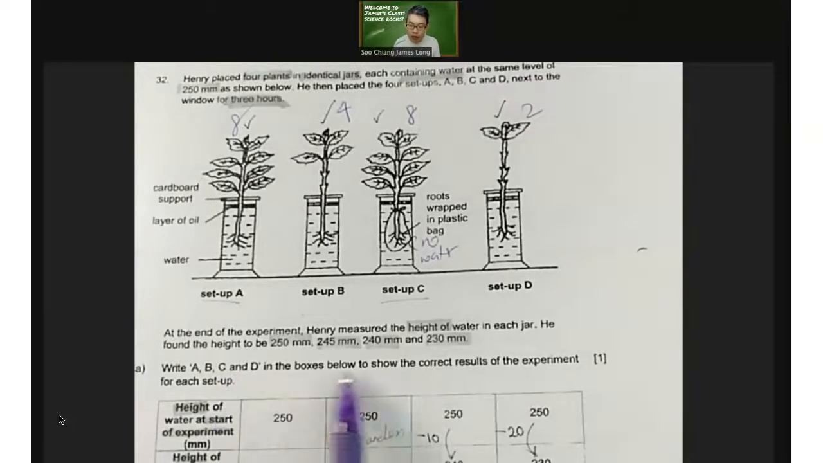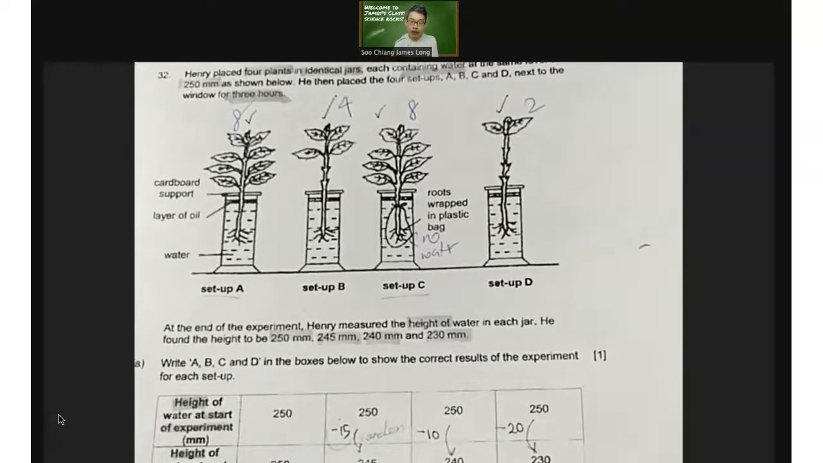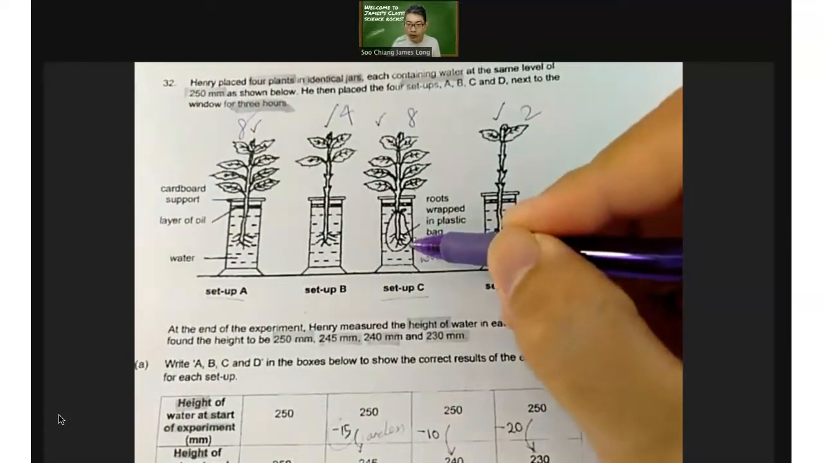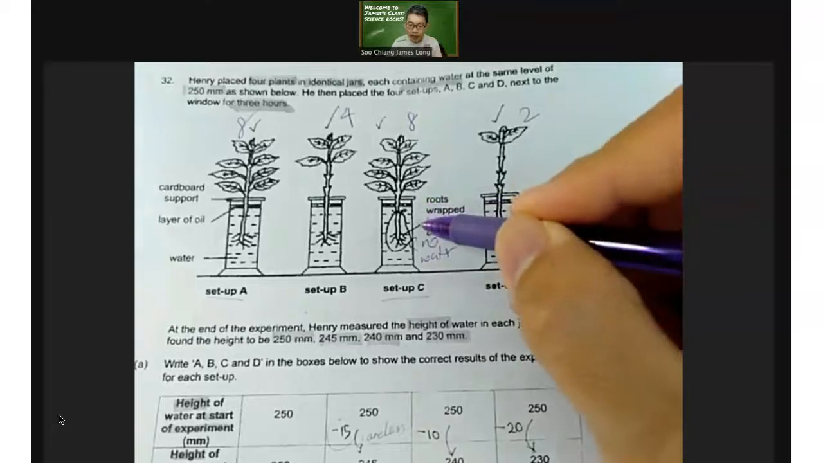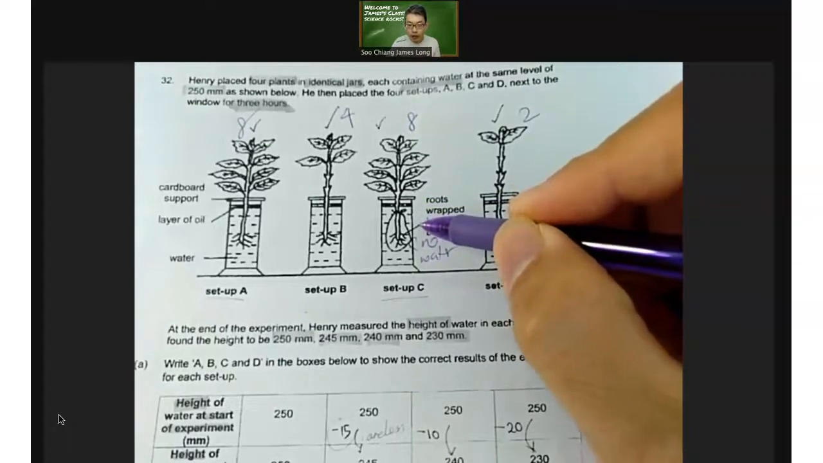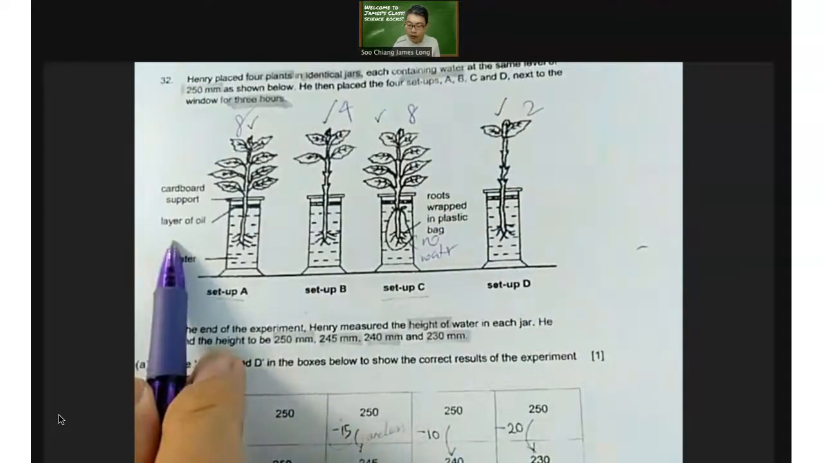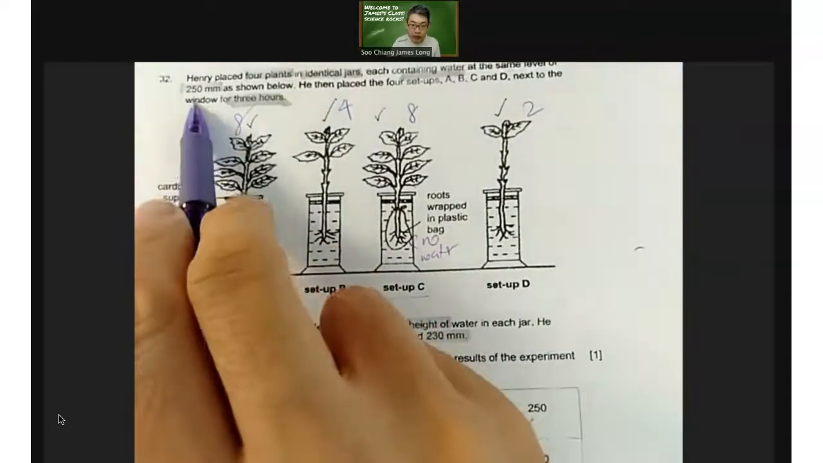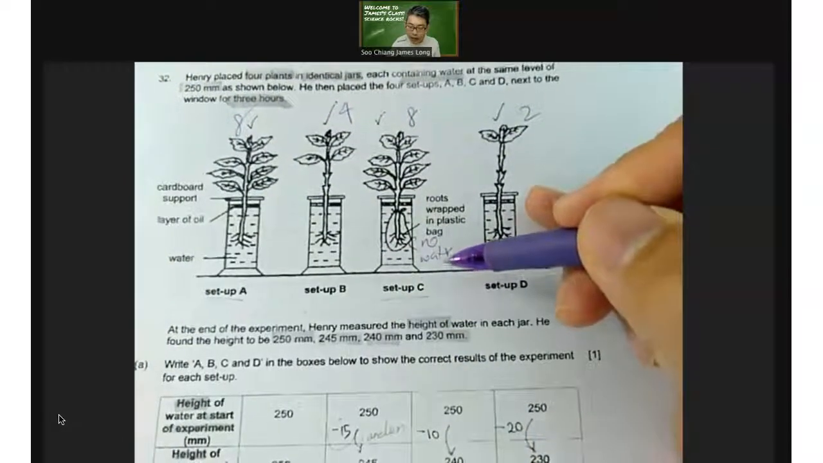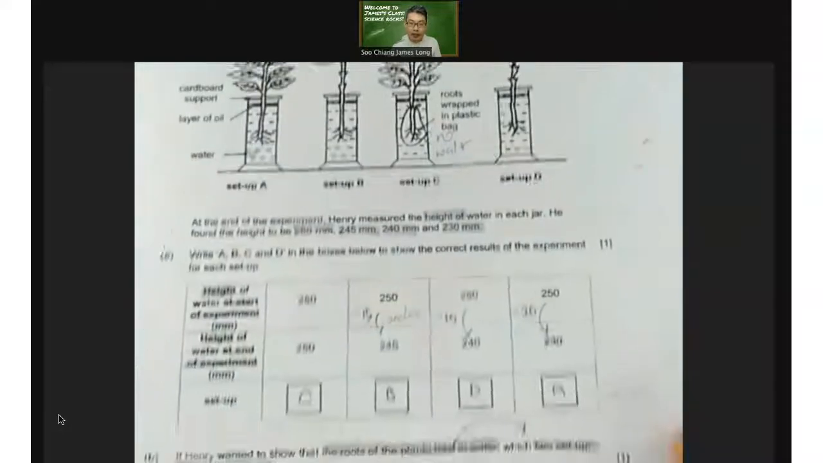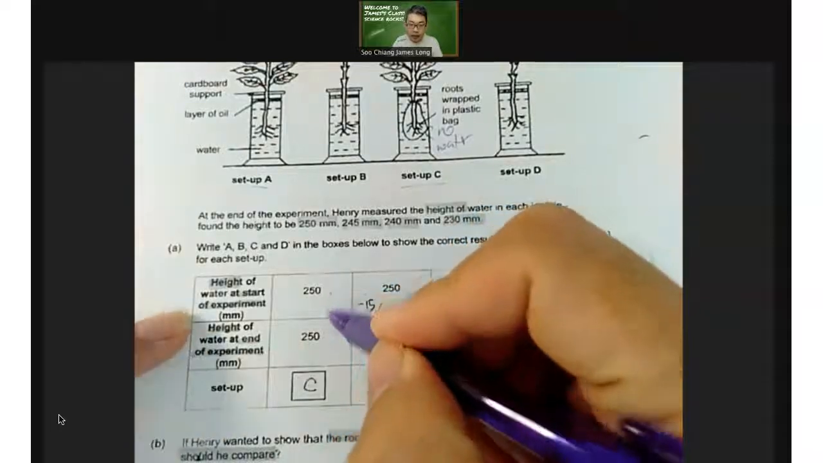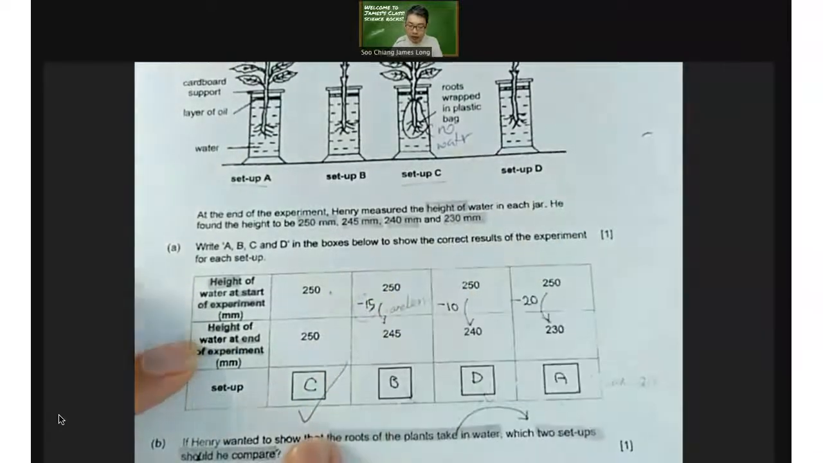But which one is which? Let's take a look at photosynthesis. We know that photosynthesis requires the use of water. So which one requires the use of water? This one, no water being absorbed. So the amount of water left in C will be the same. There's no evaporation also because there's oil preventing evaporation. So at the start is 250, and at the end for jar C it is still 250. So this is correct, C.